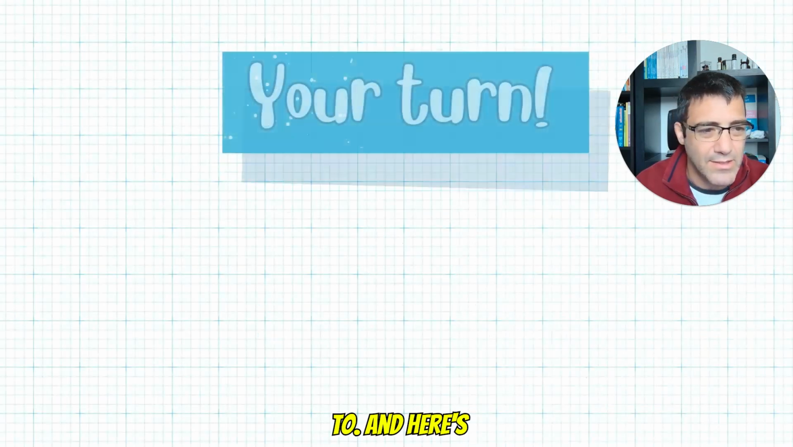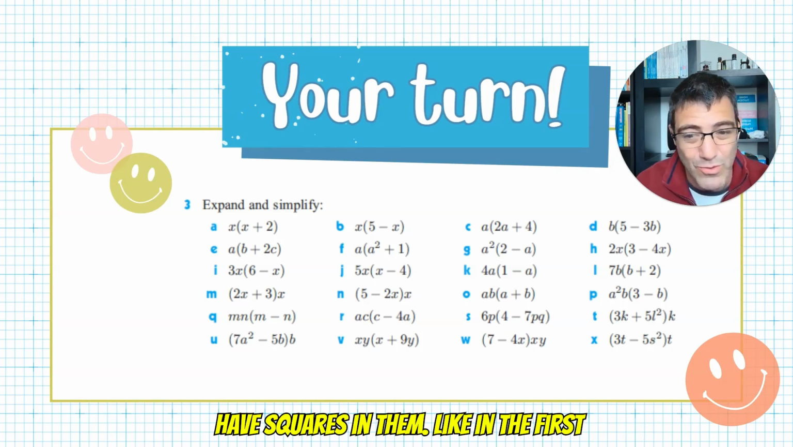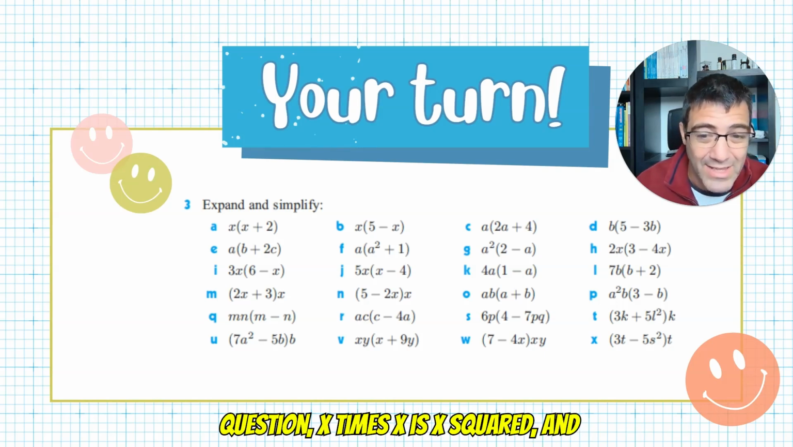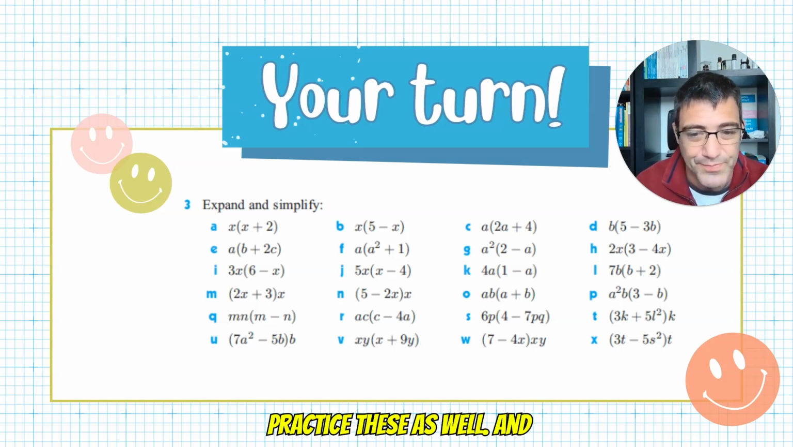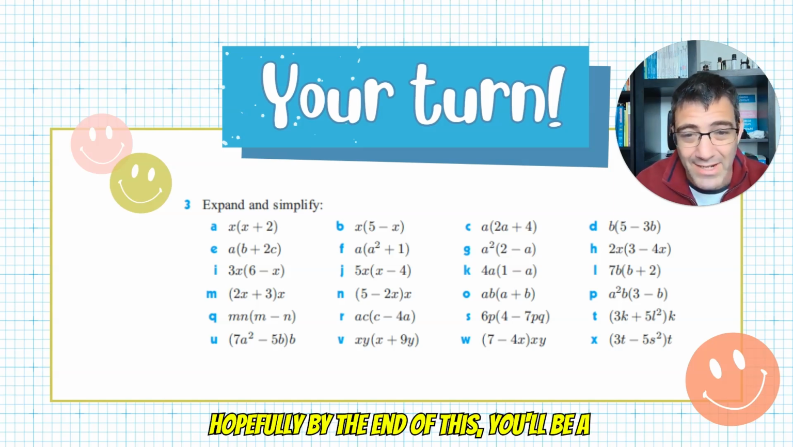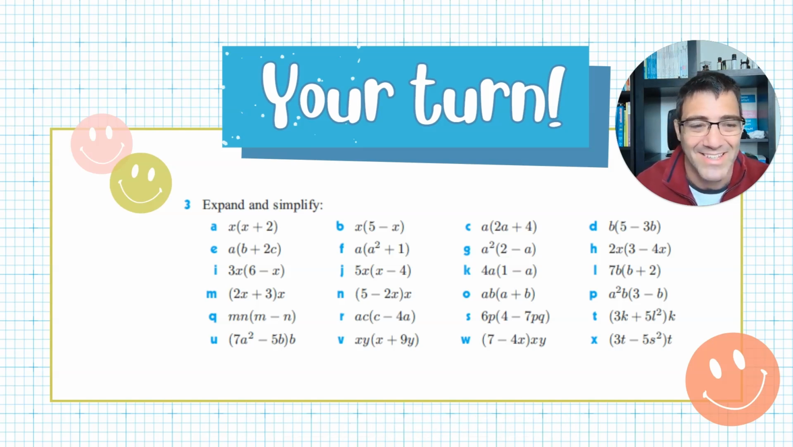And here's some more, but this time they're going to have squares in them. Like in the first question, x times x is x squared, and then x times 2 is 2x. So you can practice these as well. And hopefully by the end of this, you'll be a master of expansions. And that'll be fantastic.